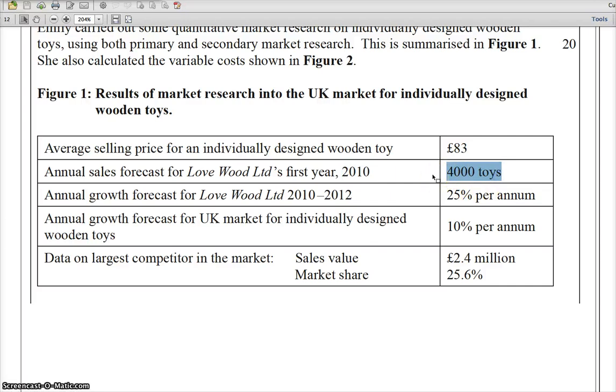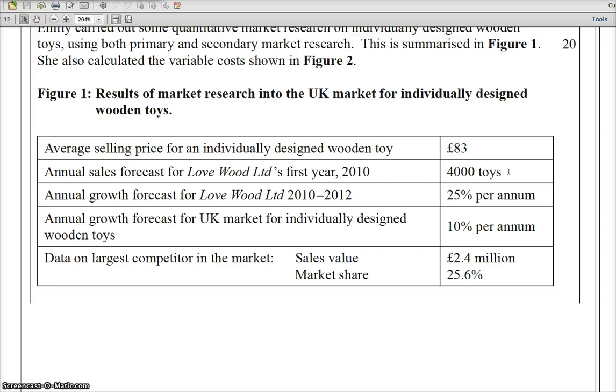Now remember that this is an older paper, and although the years are in the past, they were looking at the future, because these were forecasts. So they're saying they expect to sell 4,000 toys at £83. So we've now got 2 of the 3 pieces of information that we need. We've got the selling price, we've got the number of items to be sold. And the only other bit of information that we need is the variable cost per unit.